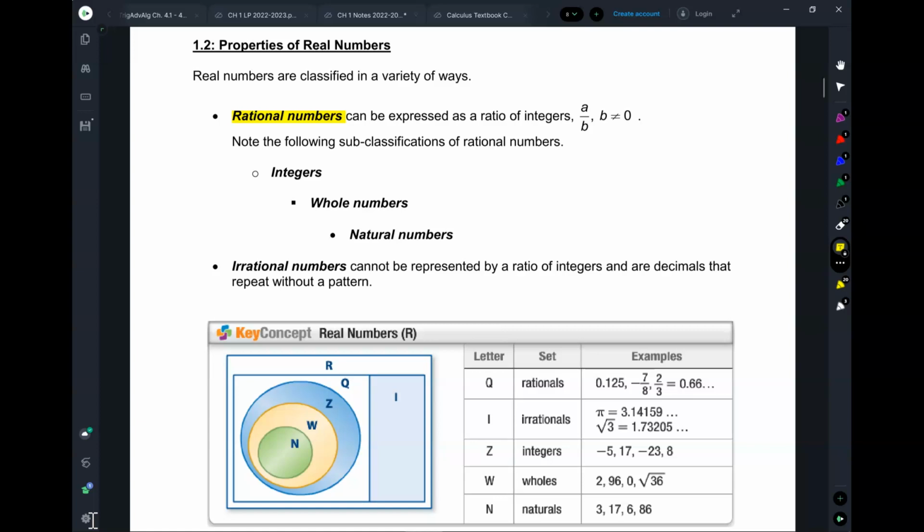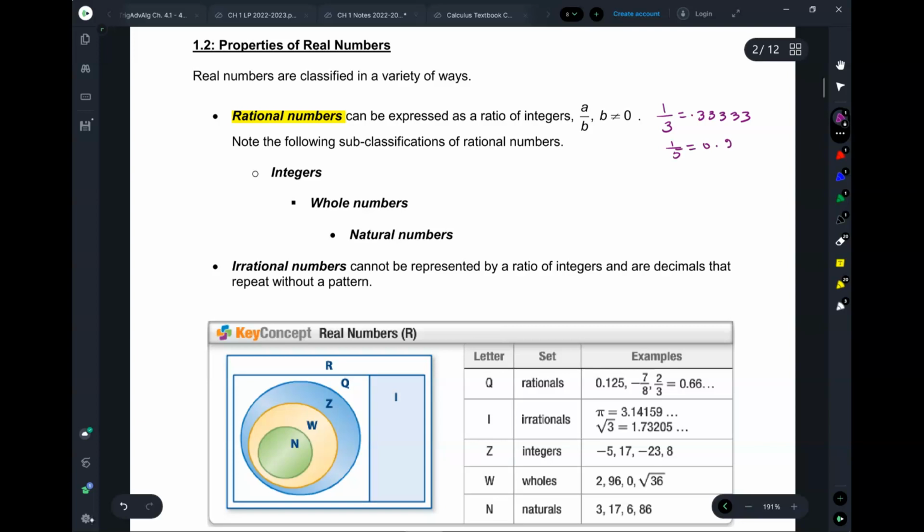All right? So for example, 1/3 is a rational number. Why is it a rational number? In decimal, this is 0.33333, right? Do you see how there is a rhyme or reason to this? This is a rational number.